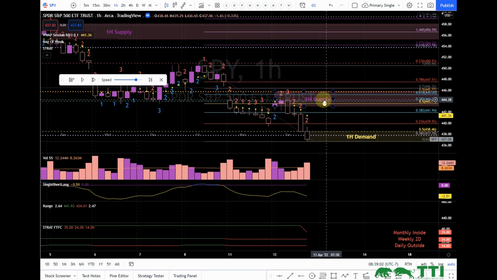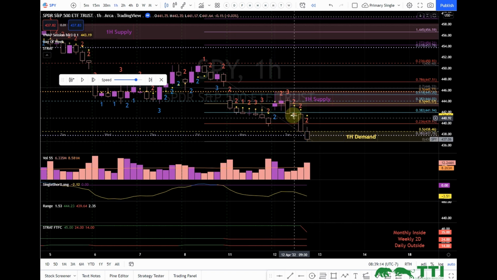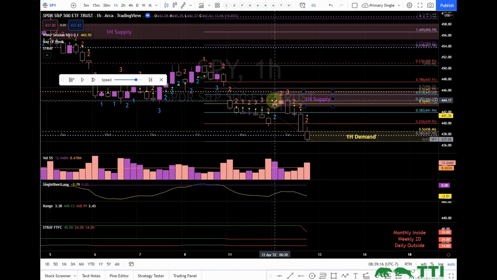So there's no scientific way. You can even say I get this rejection wick. That tells me that's the supply. You can also draw it that way. Either way, it's not wrong, right? So as soon as that rejection is, let's actually take a step back and say, what is a supply zone? What is a demand zone? Why are they created?